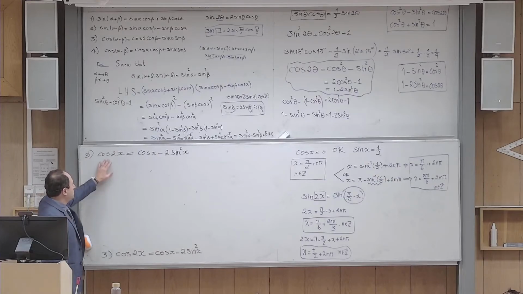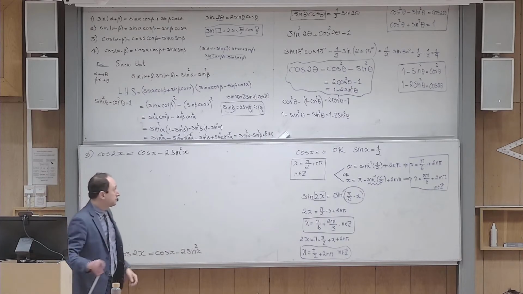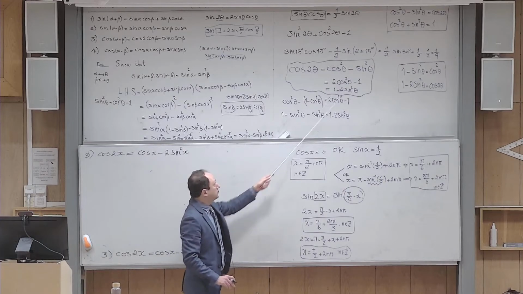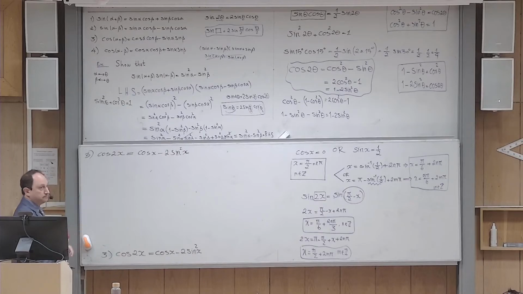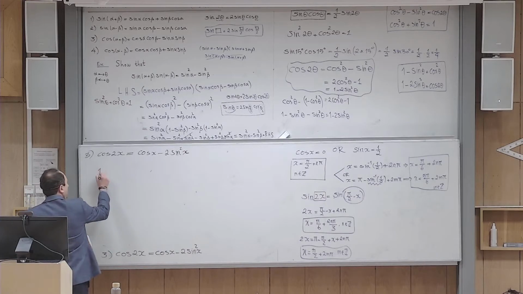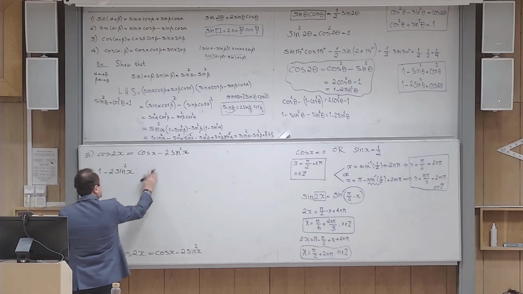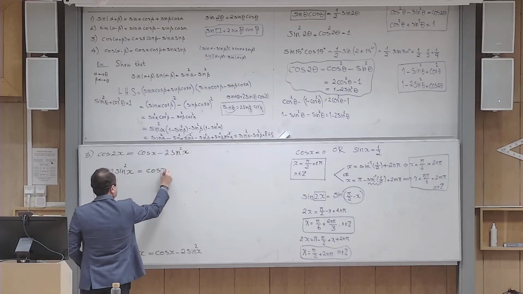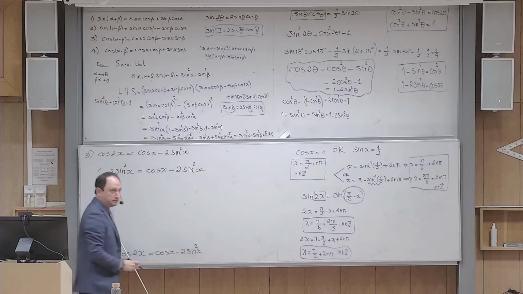Because you decided to put something instead of cosine 2x using the double angle formula, there are 3 versions still on the board. Yes, you see there? They are here. So which one, the first one, the second one, or the third one, is most suitable for this? Yes? The third one, yes, because this indicates what to do. Because here, you write 1 minus 2 sine squared, is equal to cosine x minus 2 sine squared x. Yes?